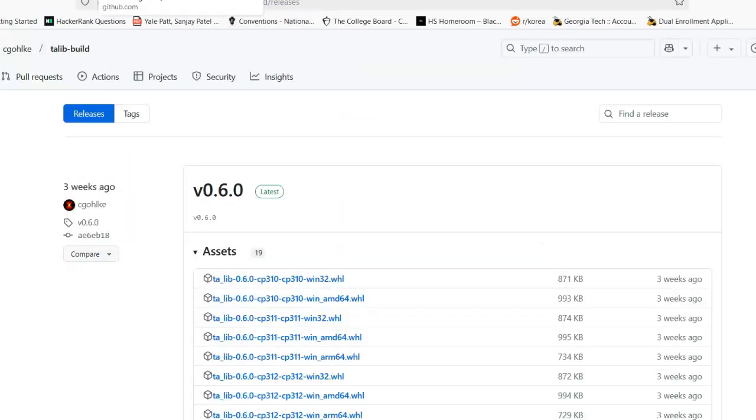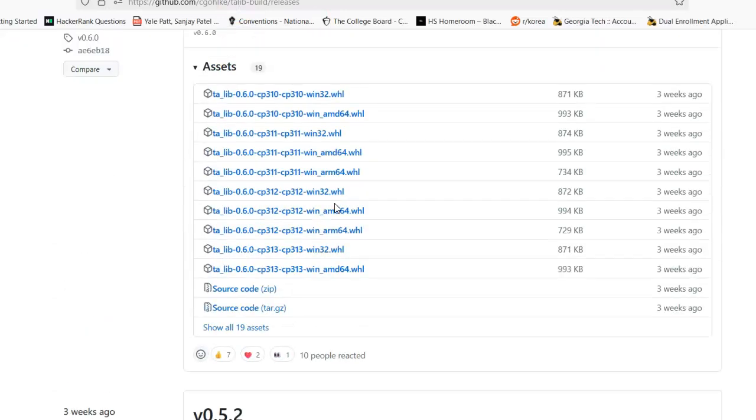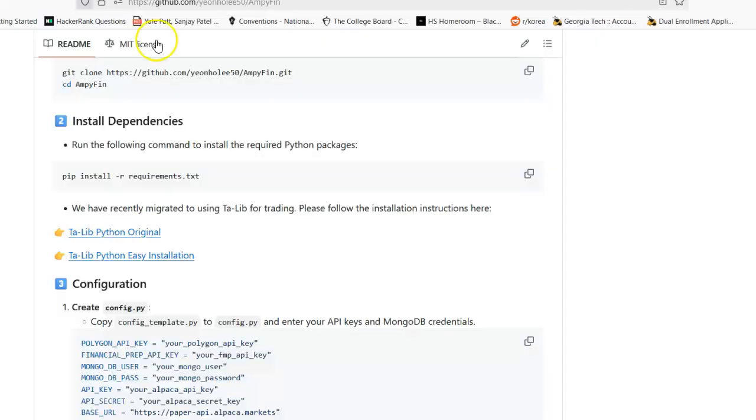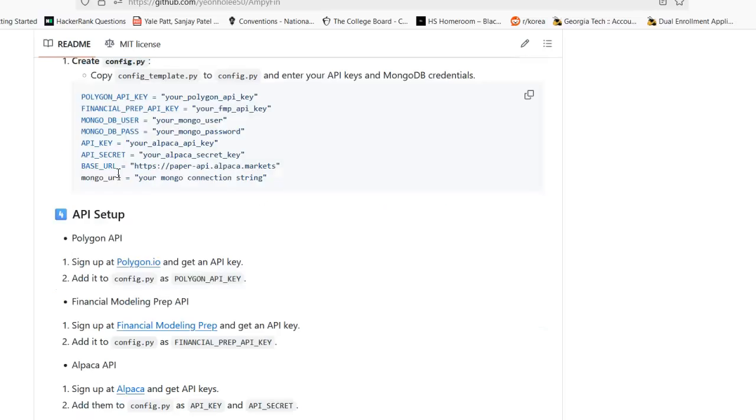To use this, I personally recommend using the wheels. These are more convenient to use from my perspective, but both are very good resources. There's a link on that. After you install these, run pip install -r requirements.txt. Otherwise, if you run this first, you will get an error saying that it couldn't find TA-Lib.